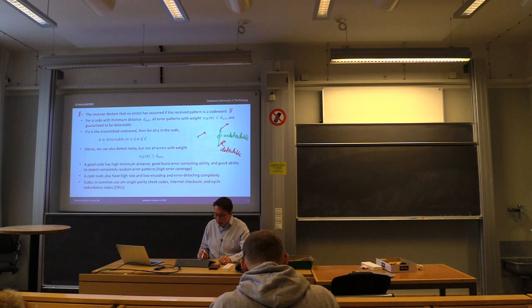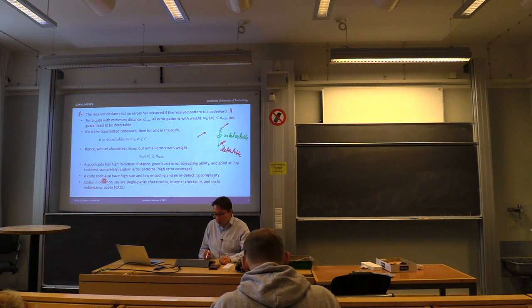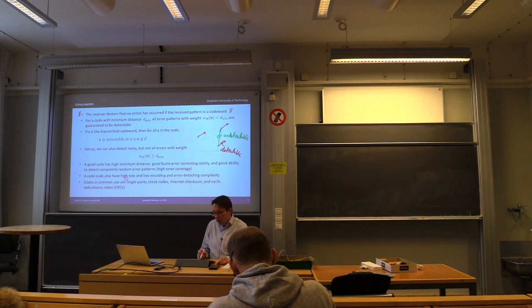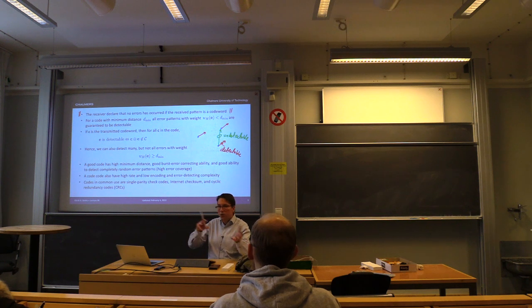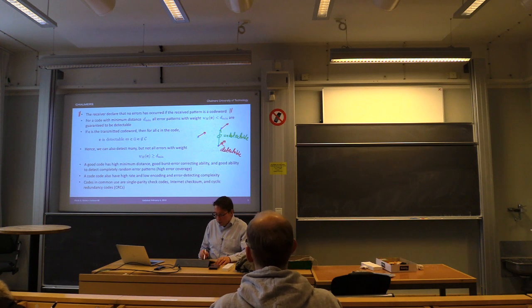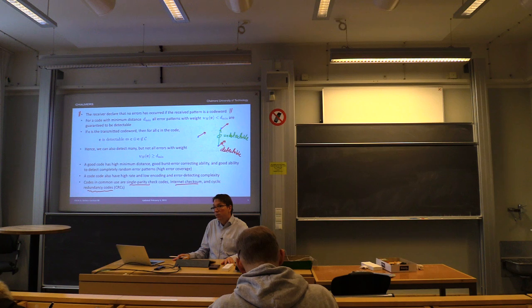Okay, so if this is what we would like to have in a code, then of course a good code is something that has high rate, which means low overhead, and low complexity for doing encoding, and low complexity for detecting errors. So the receiver complexity and transmitter complexity should be low. These are typically engineering things, right? Okay, and then codes in common use that we talked about are single parity check codes, internet checksums, and today we will finish off the cyclic redundancy check codes, and that will be it for this course.